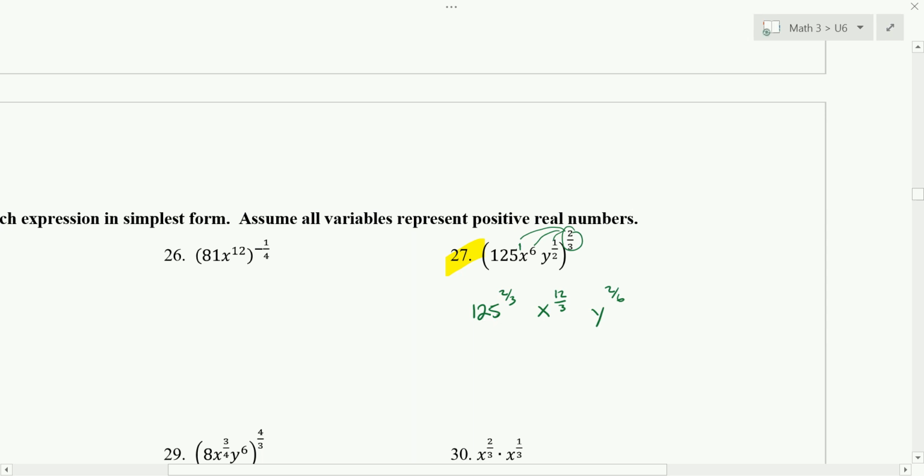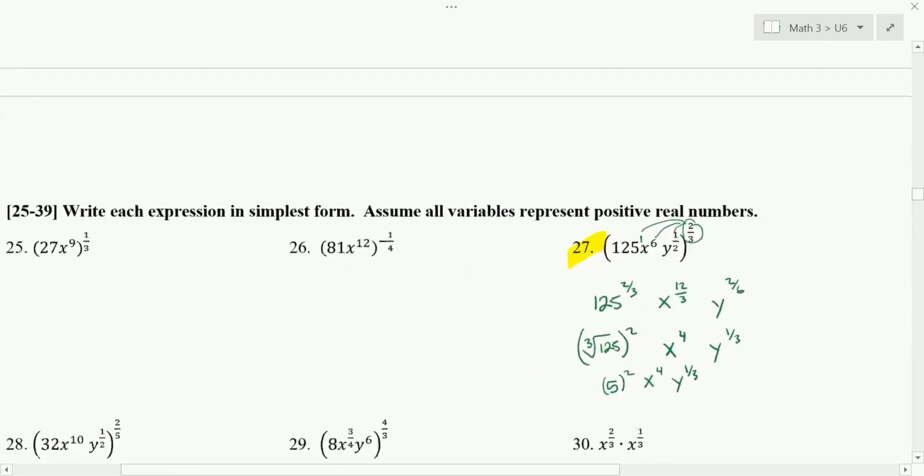The 125 to the 2/3 power means the cube root of 125 squared. X to the 4th power, 12 divided by 3 is 4. And y to the 1/3 power, and to reduce that fraction. Cube root of 125 is 5, because 5 times 5 times 5 is 125. And that's still squared. X to the 4th, y to the 1/3.